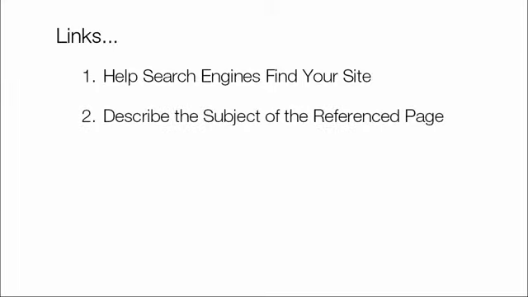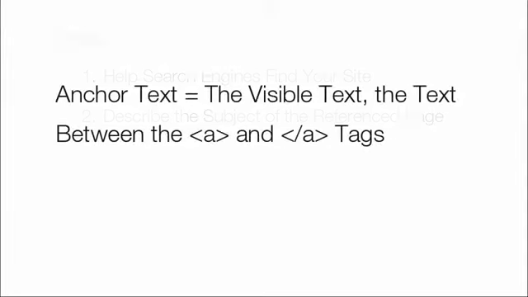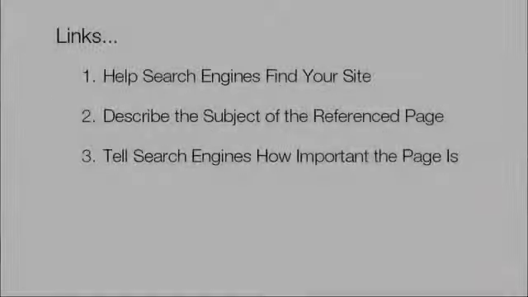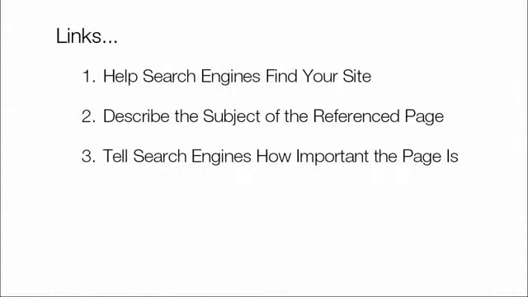Next, the links pointing to a page on your site will tell the search engines what the page is about. If a search engine sees a link with anchor text saying, "Buy rabbit hutches here," the search engine can be pretty sure that the reference page sells rabbit hutches. Links also tell search engines how important the page is. The more links pointing to the page, the better. Think of links as votes for the page. But different links provide different vote values. A link from a major popular site is more valuable, in effect provides more votes, than a link from a site that is itself unpopular.